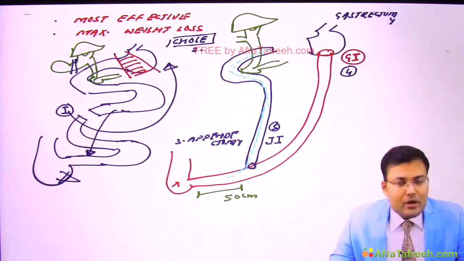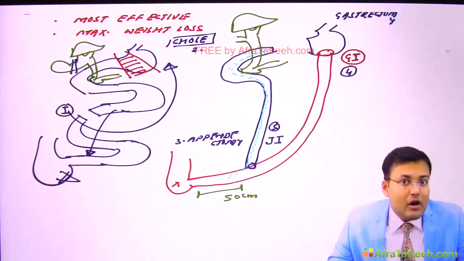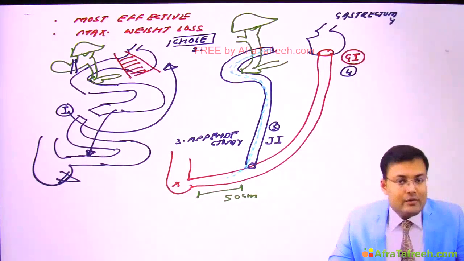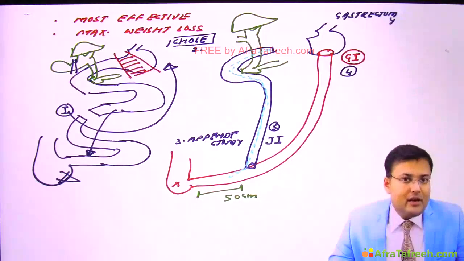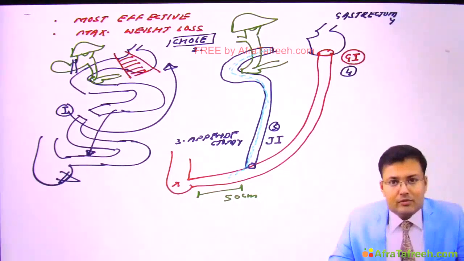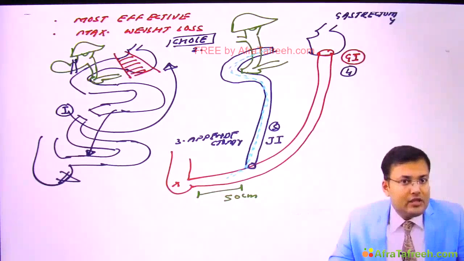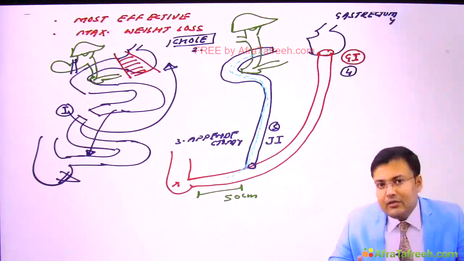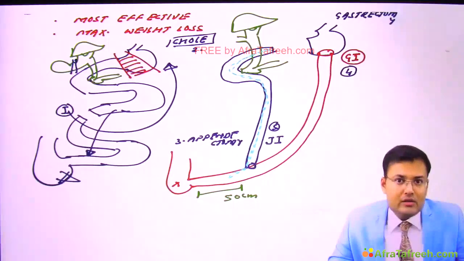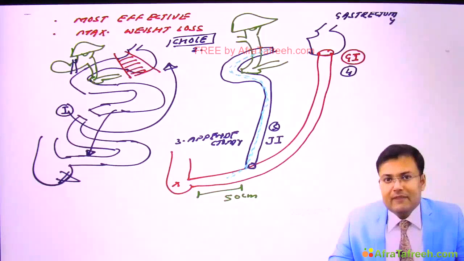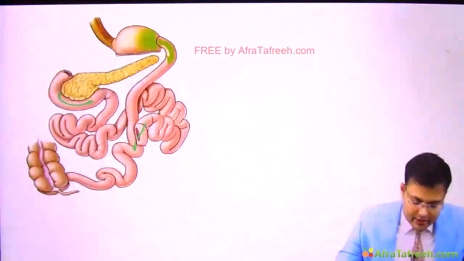So what is the problem with this procedure? The patient is going to pass malodorous stool, 2 to 4 times. Why? Because fat is also not absorbed, so these patients have steatorrhea. The patient passes 2 to 4 malodorous stools. But the advantage is that this has maximum weight loss. Clear? So now see how it looks.